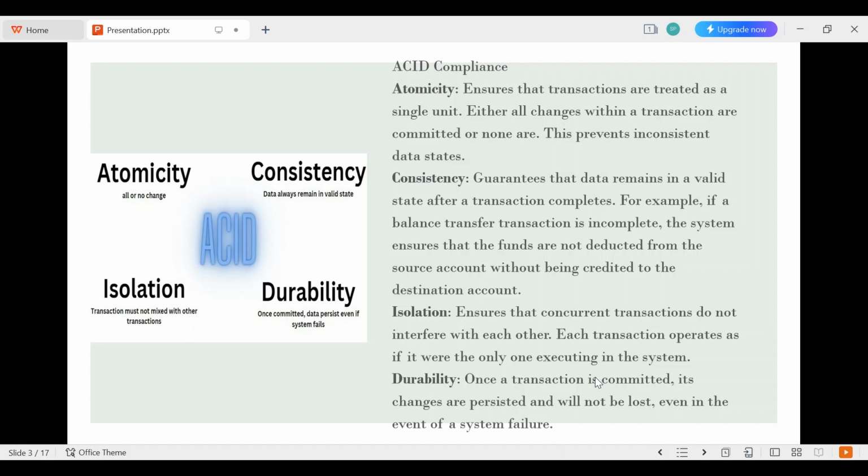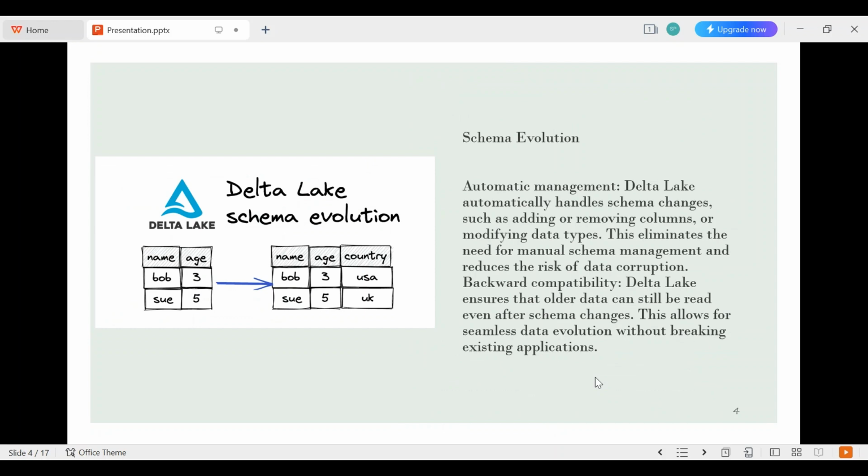Durability: once a transaction is committed, its changes persist and will not be lost, even in the event of a system failure. If there is any server loss or server issue, or anything happens, the transaction has to be committed or rolled back. So no intermediate failure will happen with the ACID properties. Let's discuss the next part.